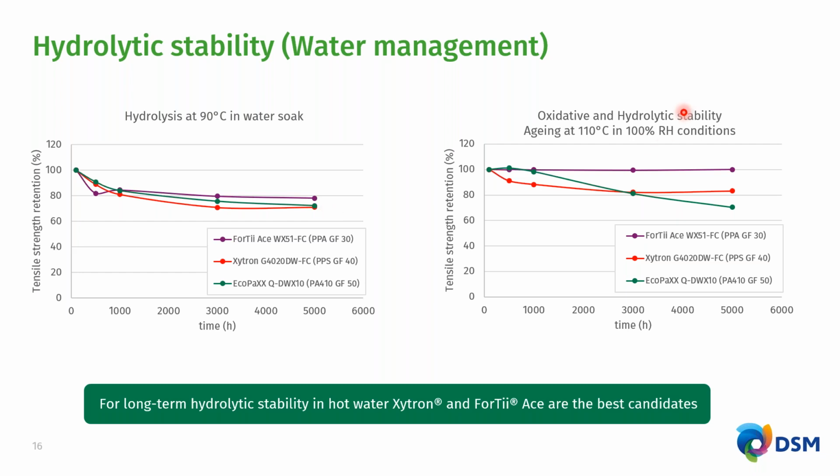Another plot on the right side is to show the oxidative and hydrolytic stability, to check that by aging these tensile bars at 110 degrees C in 100% relative humidity conditions in an autoclave. And here we see that the tensile strength retention for 40 ACE was almost 100% after 5,000 hours, and with Zytel about 80% and Ecopaxx about 70% after 5,000 hours. So for long-term hydrolytic stability, PPS and our 40 ACE would be the best candidates.